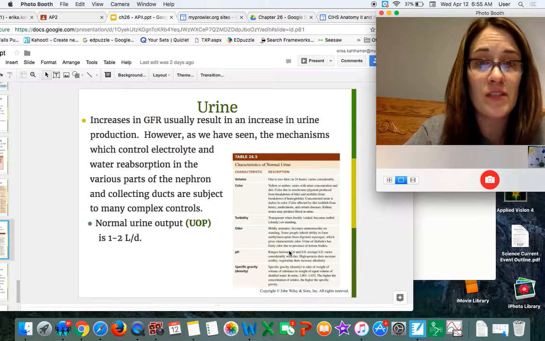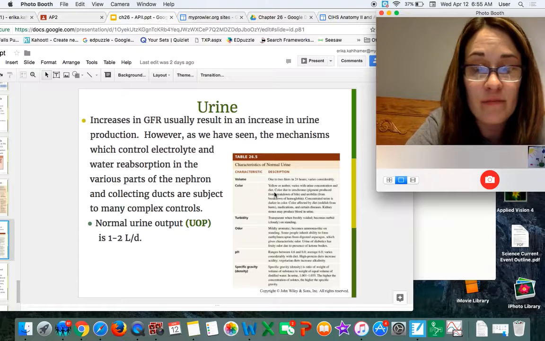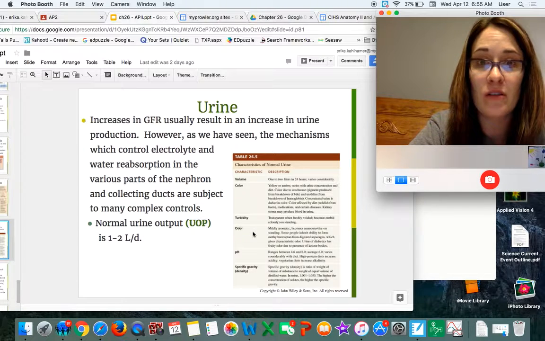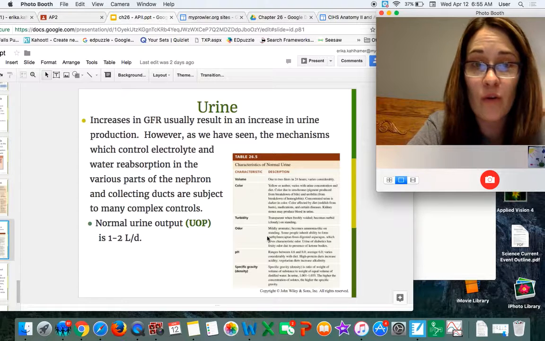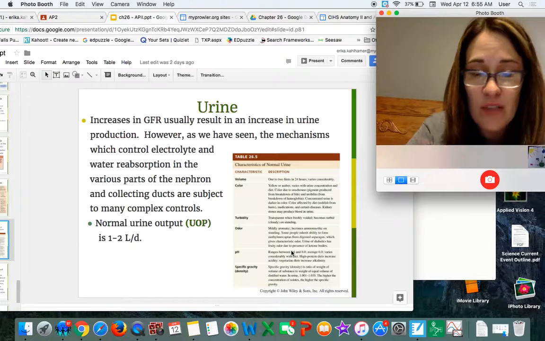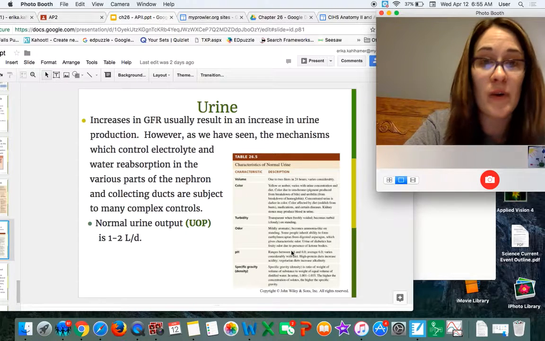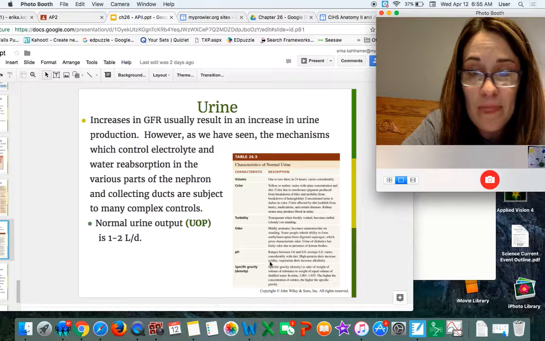Also, characteristics of normal urine, besides volume, is the color. Should be a yellow or amber color. Turbidity should be pretty transparent. Odor, mildly aromatic. Different things can affect odor. Some people, after they eat asparagus, the odor of the urine can have a certain smell.